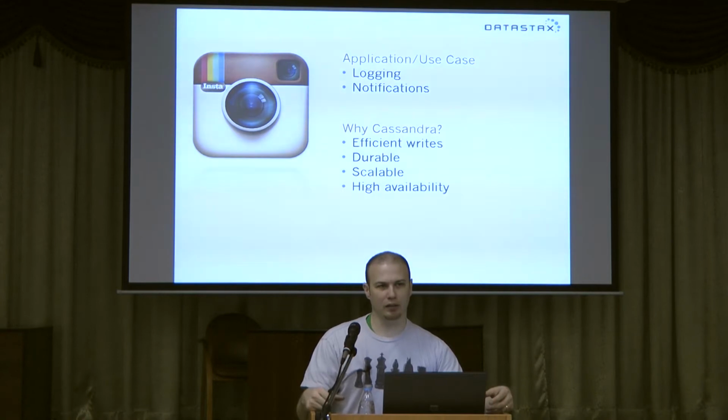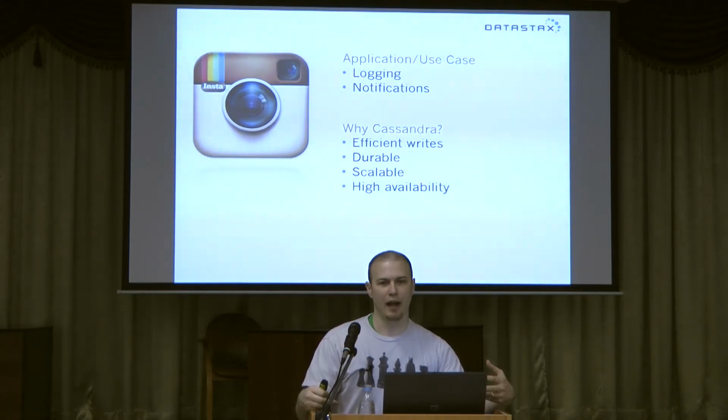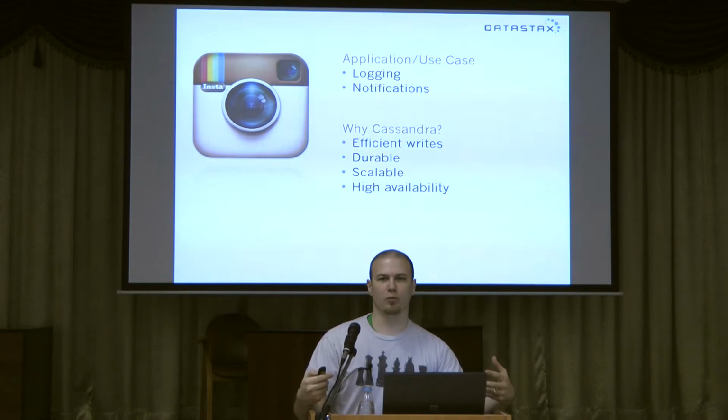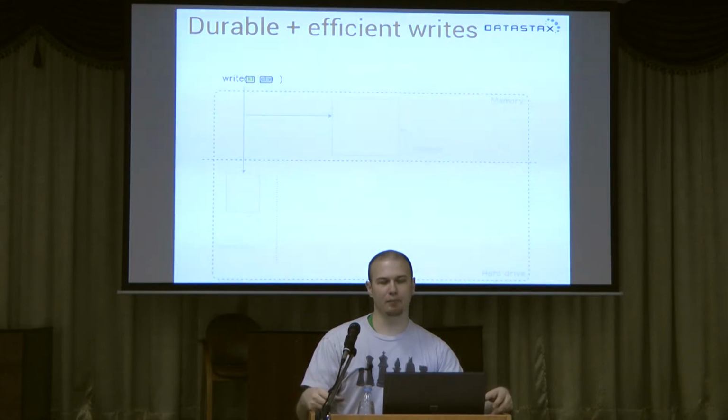The last example I'll talk about at a high level is Instagram. They use Cassandra for logging. That was where they first started out using Cassandra. And then this year, they also migrated their notification service to Cassandra. Again, they also cited scalability as an important reason to use Cassandra, but they also called out some other properties. In particular, Cassandra's design or architecture for writes and updates.